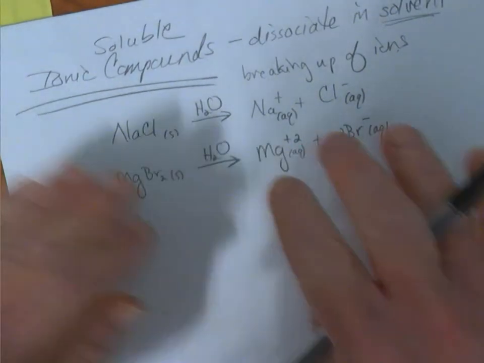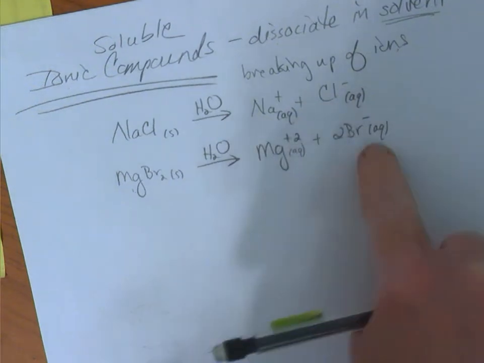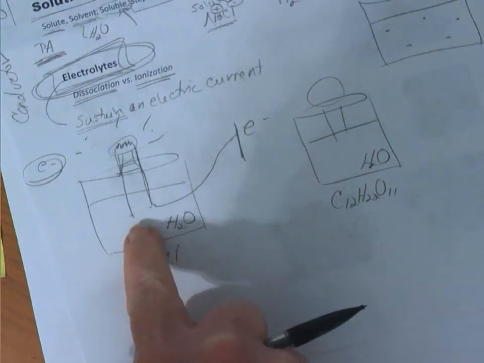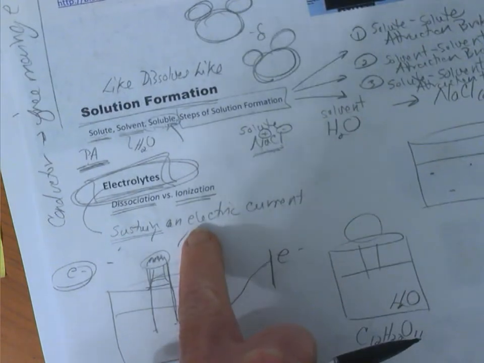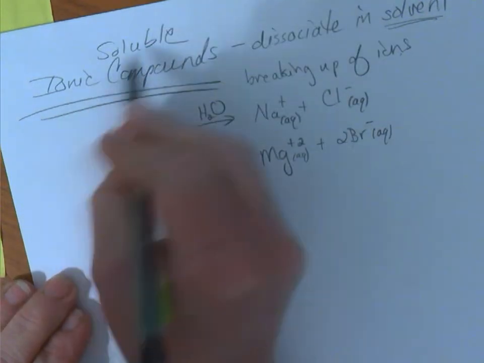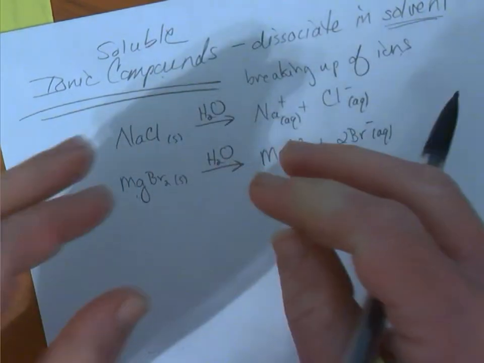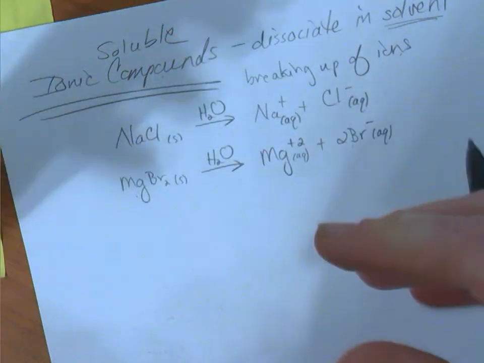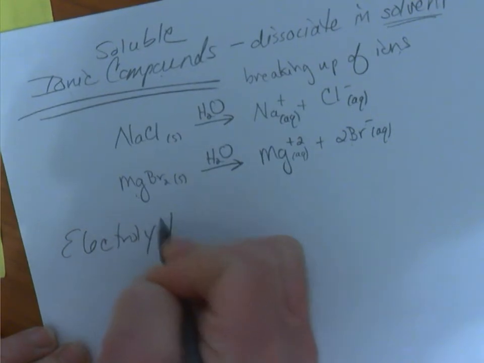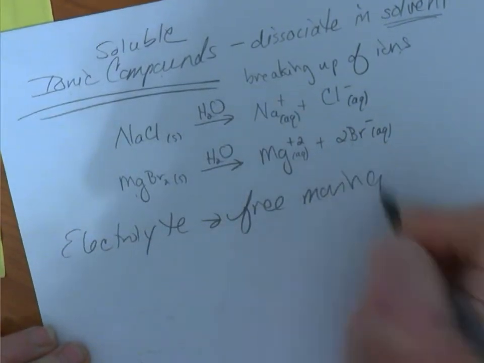So, what we understand is this is what is happening, and it is the ions that are present that are enabling the electric current to be sustained. So, soluble ionic compounds, through dissociating, are what create an electrolyte. So an electrolyte has free moving ions.